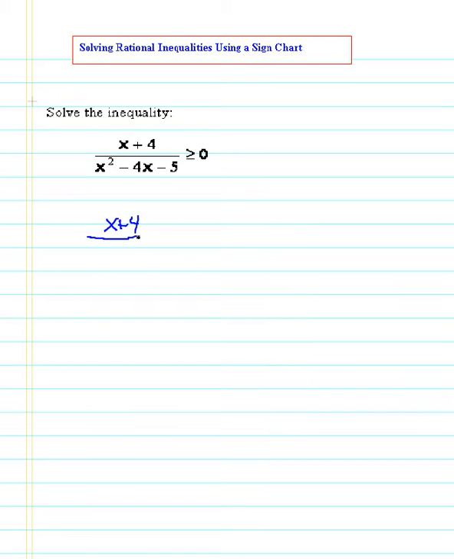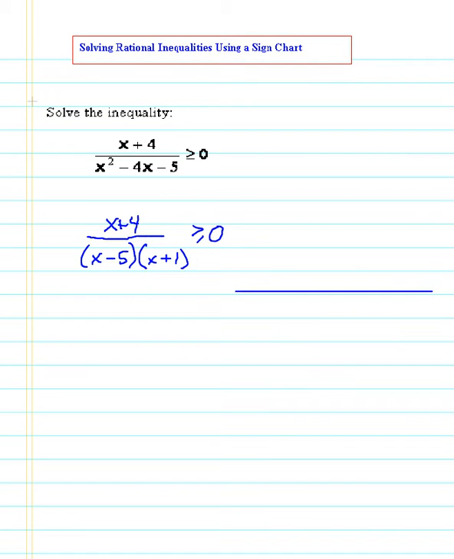The denominator, however, is quadratic, so I'm going to go ahead and factor that, and that'll factor into x minus 5 times x plus 1. Now the purpose behind doing that is to see where the number line is going to have its breaking points. Things will change sign whenever either the numerator is 0 or the denominator is 0. So we're going to go ahead and make a number line, a sign chart, in the same way that we did with polynomials. So I'll begin by drawing my number line.